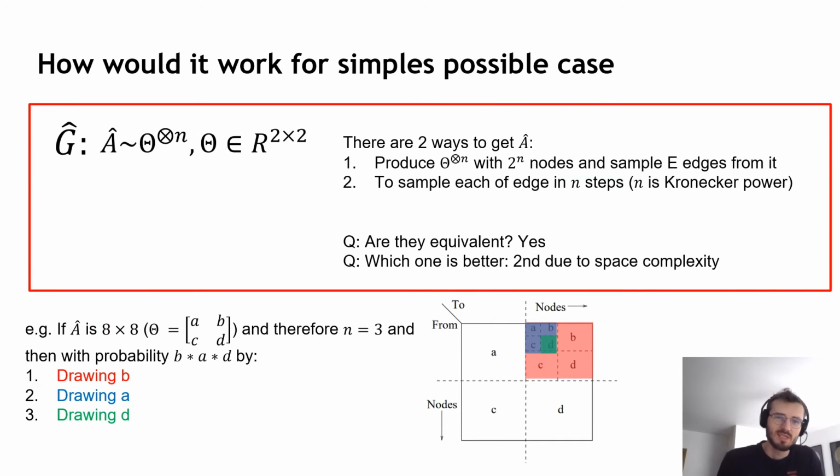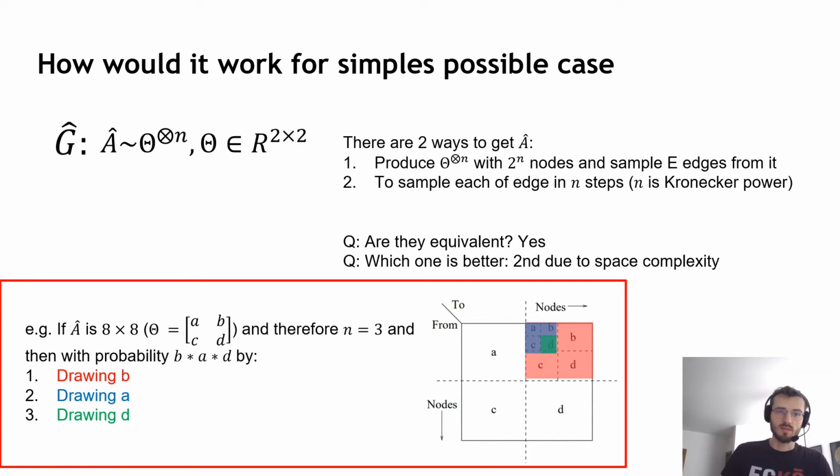Okay, that was abstract. Let's have a simple example. A hat is the nth Kronecker power of theta, which is a 2 by 2 matrix of real numbers. In order to produce A hat, which is a kind of realization of the distribution, we need to follow one of two ways. We either produce theta to the Kronecker power n, which has 2 to the power of n nodes, and sample E edges from it, or we sample each of the edges in n steps, where n is the Kronecker power. Both of those ways are equivalent, but the second one seems better due to the space complexity. We don't have to keep theta to the Kronecker power n in memory.